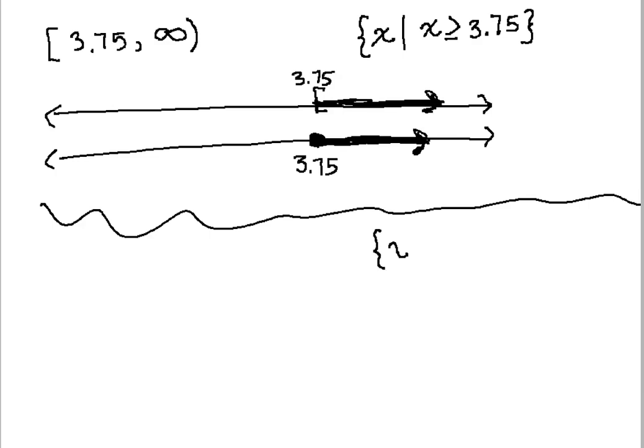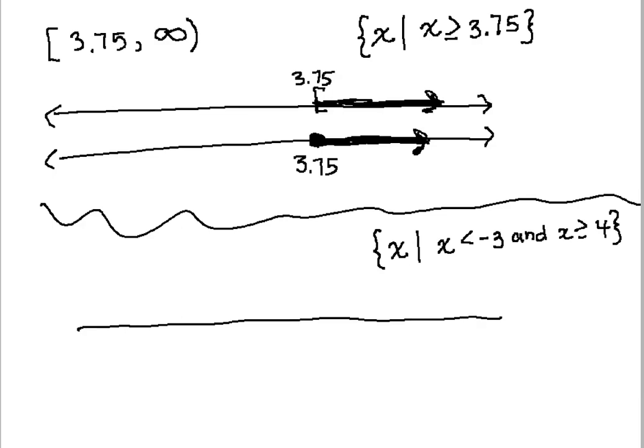Here I'm going to go ahead and do a set builder notation, and I'm going to have x such that x is strictly less than -3, and x is greater than or equal to 4. So here, this is going to be a little more challenging because it's clear I have something in two parts. Here's my first line, here's my second line. So I've got two things going on. I've got my -3 in this case, and then I have a +4.